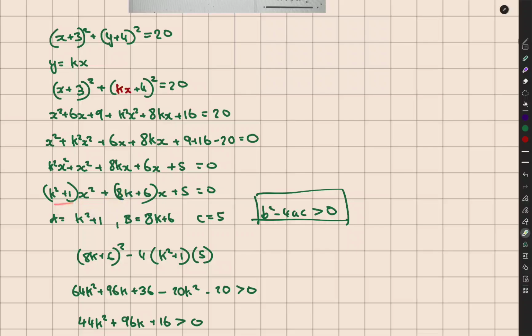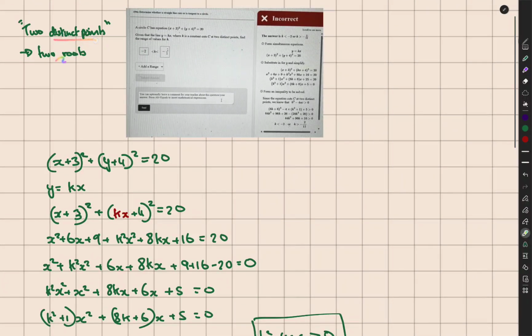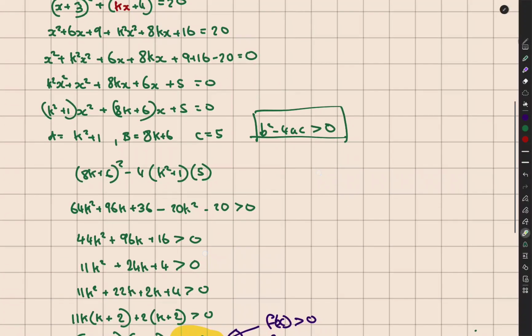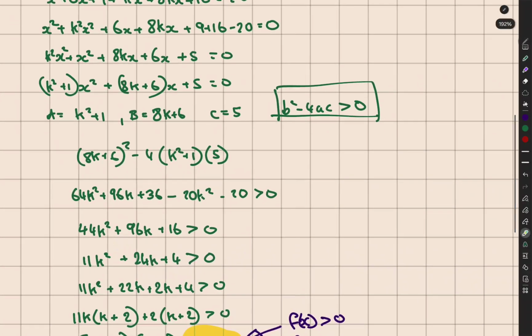Factored out my x squareds and my x's here after rearranging it to get my a value of this, my b value of this, and my c value of this. Remembering, because it said two distinct roots, my discriminant is going to be greater than 0. And therefore, I can set my expression, this is going to be greater than 0.